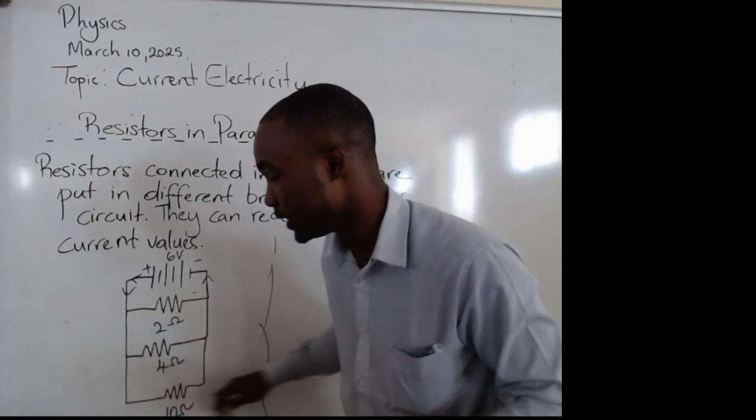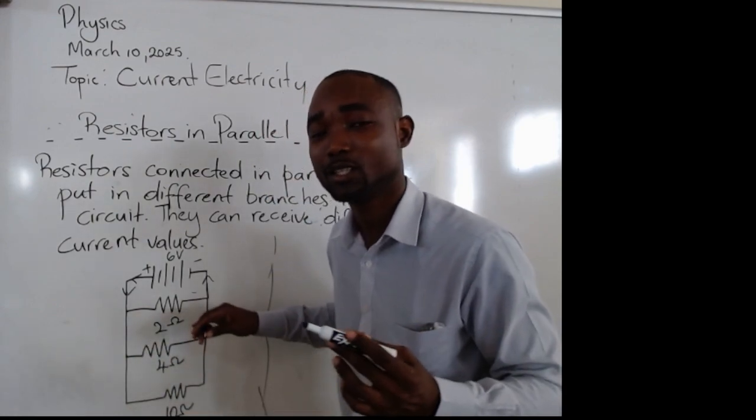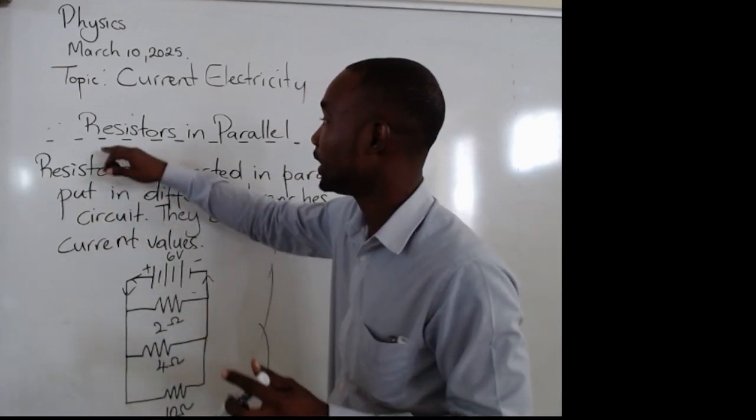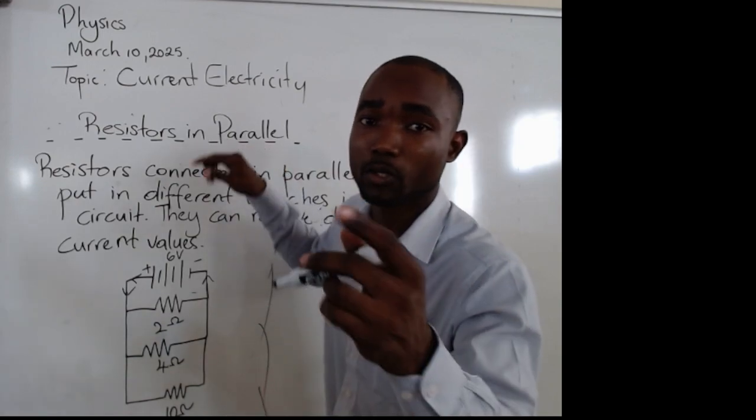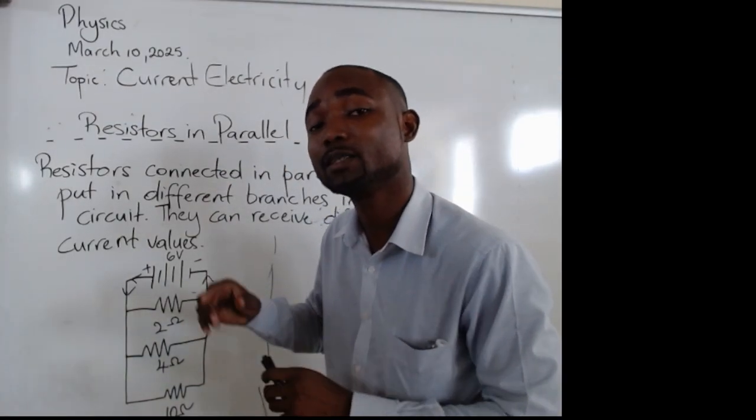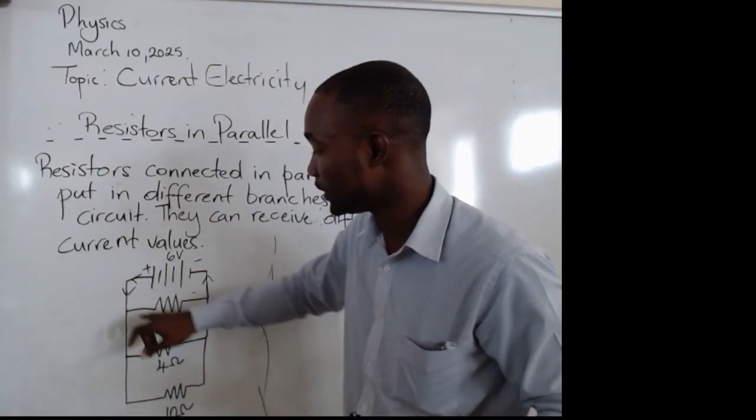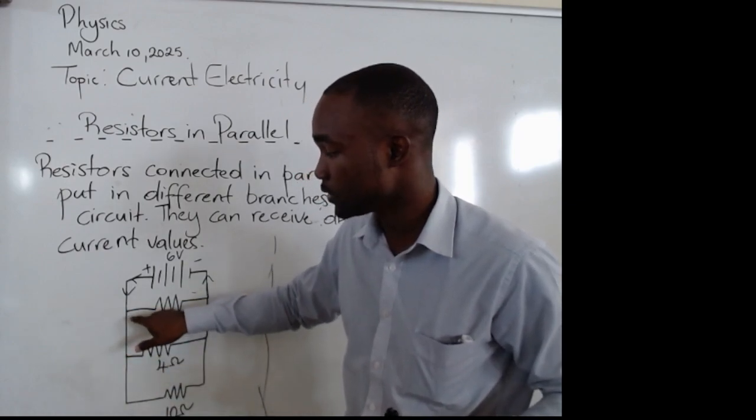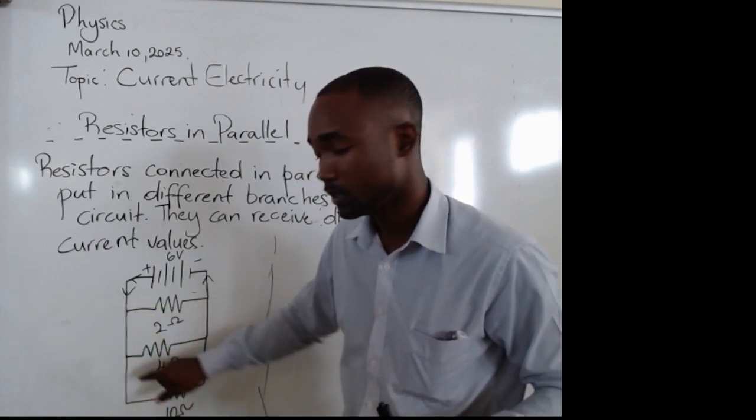Now, they are in different branches, and sometimes a way to remember this is that they are parallel to each other. They are running in the same direction, but they are not touching. So they are arranged parallel. But how I like to remember it is that they are in different branches altogether, different branches in the circuit. That means the current that they get can be different.